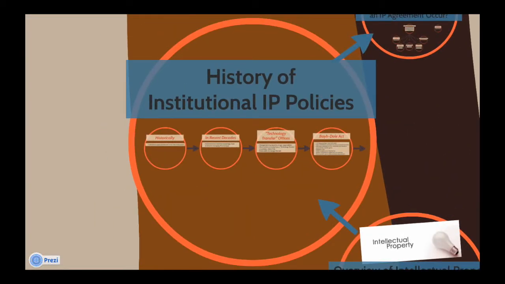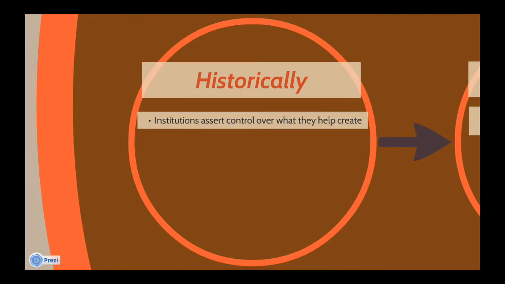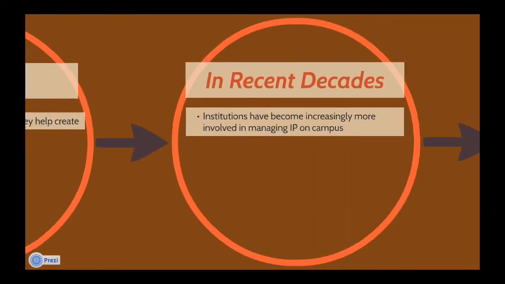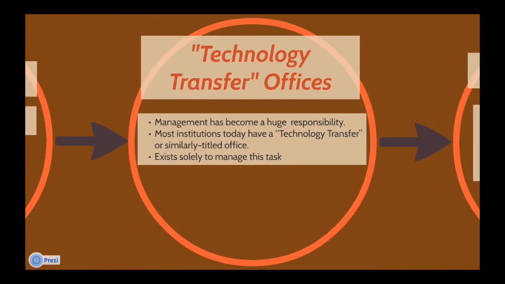Let's talk briefly about the history of institutional IP policies. It has always been in an institution's best interest to, at times, assert control over the ideas and works of authorship that it invests in and helps create. In recent decades especially, institutions have become increasingly involved in the management of IP generated on campus. Managing IP has become a large enough responsibility that most research institutions today have a technology transfer or similarly titled office that exists solely to supervise this task.